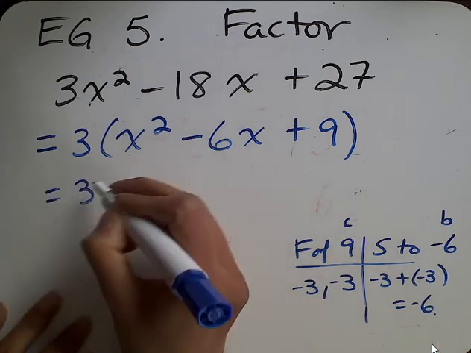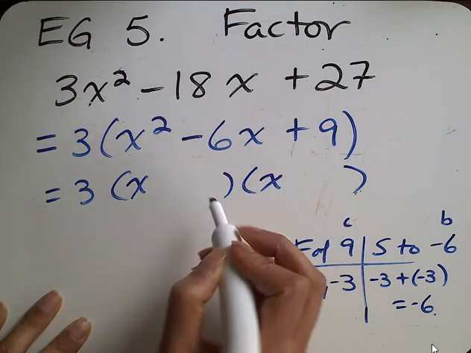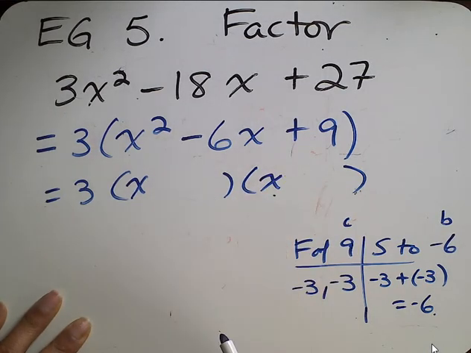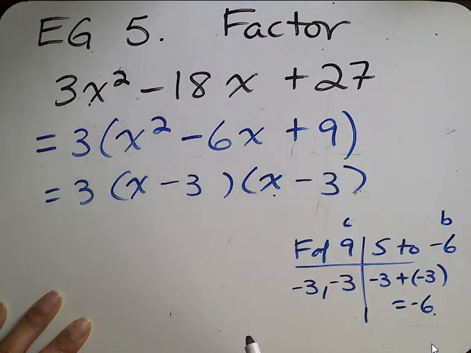Then I draw my 2 brackets. I know I'm going to have an x in this position because when I expand it out, it's the x times the x, which gives me the x squared. Then I write down my negative 3 and my negative 3, and it is factored fully. And that's the end of the examples for this.